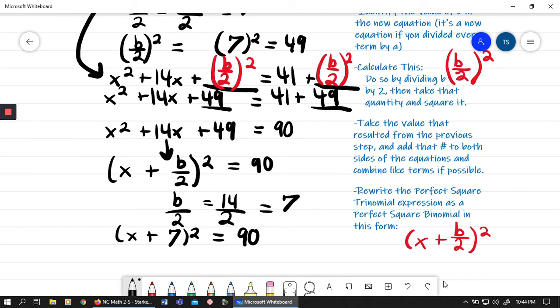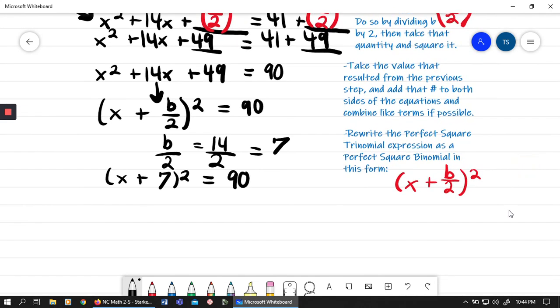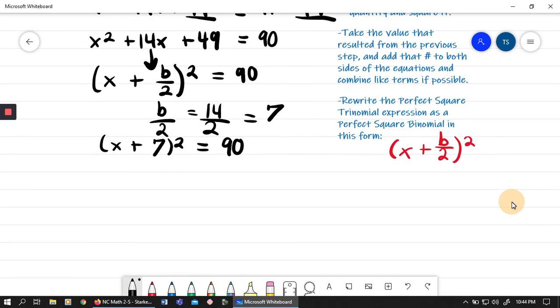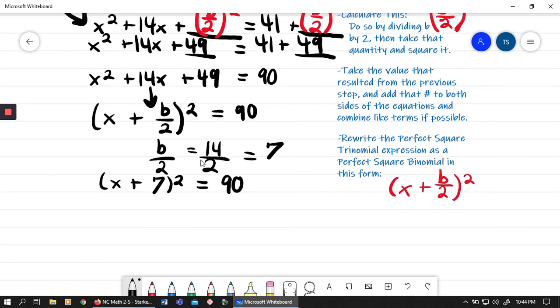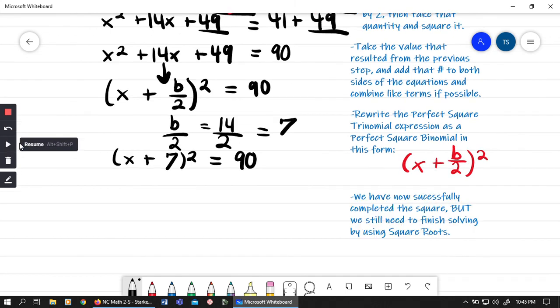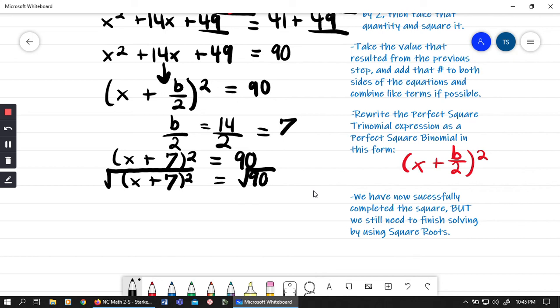So now we've got it written as a perfect square binomial. We have completed the square at this stage, and the only thing left to do now is to solve for x. We finish solving by using the square roots on both sides. So we take the square root of x plus 7 squared on the left side of the equal sign, and we also take the square root of 90 on the right side.